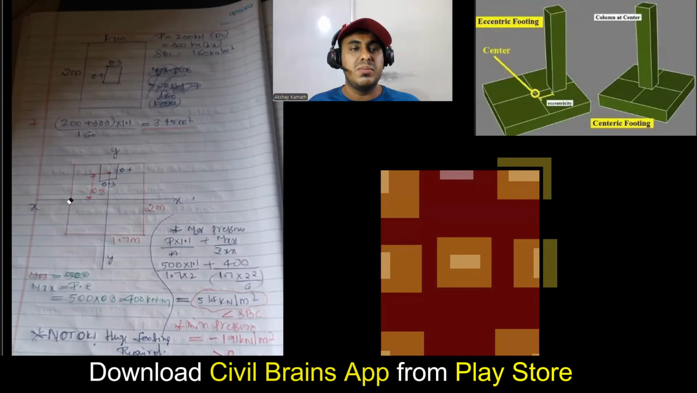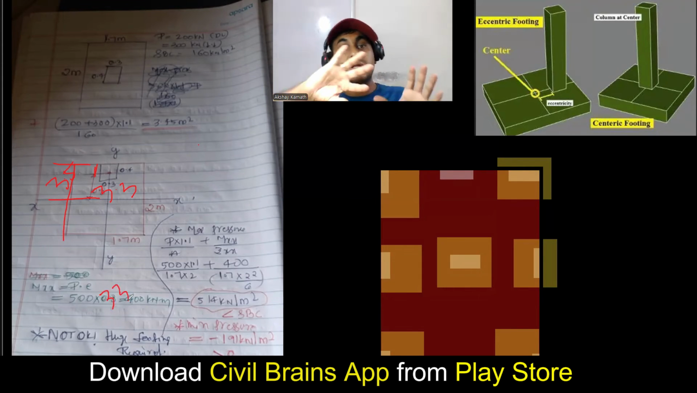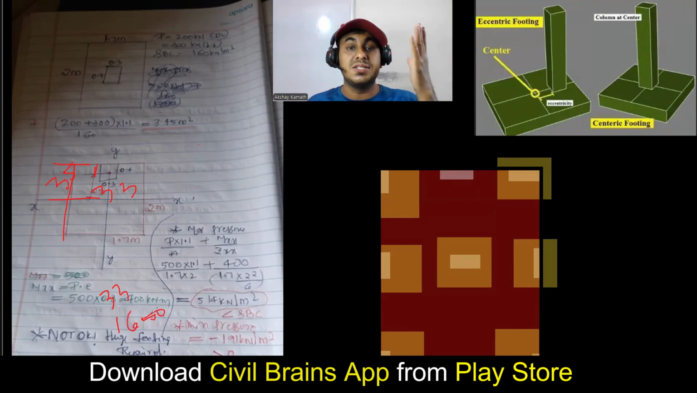If this is 7 meter, half of this will be exactly 3.5. If this is 3.5 and this is 0.2, this becomes 3.3. You have to put 3.3 here. See, the moment you increase the footing size, the eccentricity is also increasing. Now 500 into 3.3 is huge. You're getting 1650 kilonewton meter of moment.